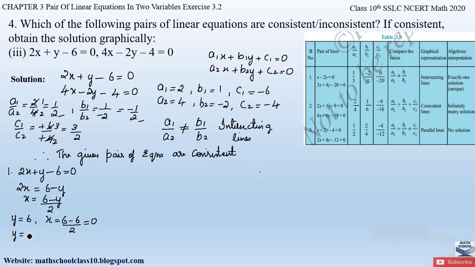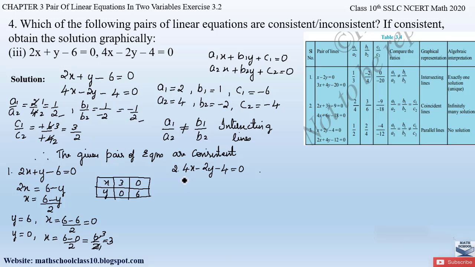Similarly, when y is equal to 0, we get x is equal to (6 minus 0) divided by 2. So 6 minus 0 is 6 divided by 2. So 2 1 times, 2 3 times. So we got x value here as 3. Right? So let us draw the table. So for y equal to 0, we get x value as 3, and for y equal to 6, x value is 0.